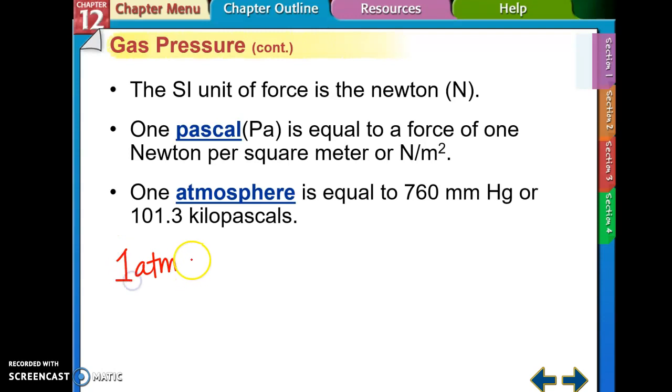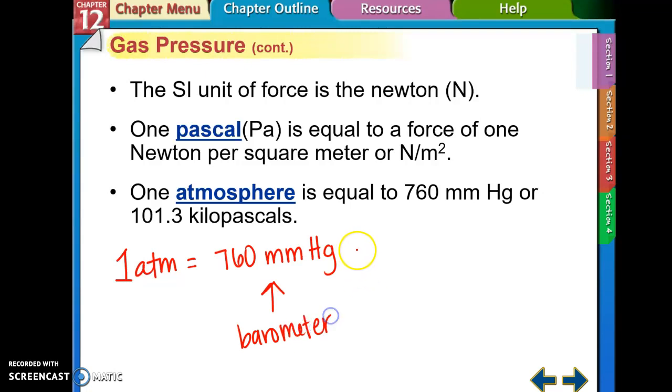So 1 atmosphere is mathematically equal to 760 millimeters of mercury. That comes from my barometer. And with the SI system, that is also equal to 101.3 kilopascals. So those are just 3 different standards of measurement that all mean the same thing, kind of the way that we use Fahrenheit, but the rest of the world uses Celsius. We're going to use atmospheric pressure, ATMs. But in Europe and other places, they may use kilopascals, and meteorology is going to use millimeters of mercury.